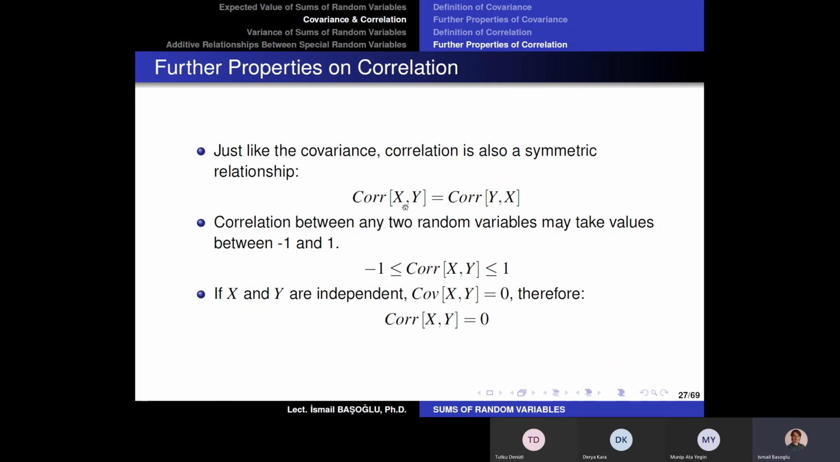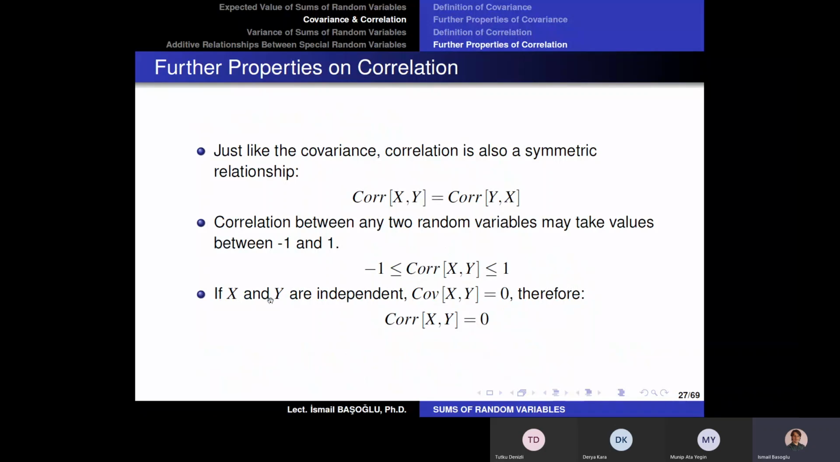Correlation of x and y is equal to correlation of y and x, just like the covariance. The correlation is a symmetric relationship, and correlation values between two random variables can be -1 at minimum and +1 at maximum. Unlike the correlation, covariance can be any real value. It can be positive or negative, and it can be zero as well. However, correlation can only take values between -1 and +1. So any real value between -1 and +1.